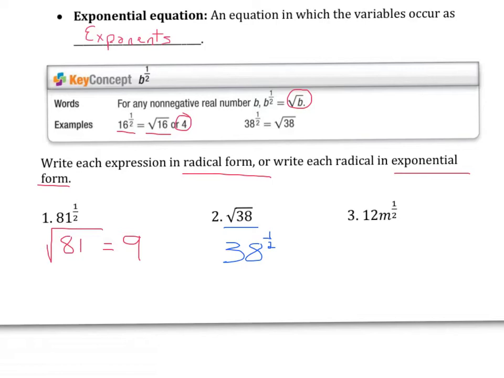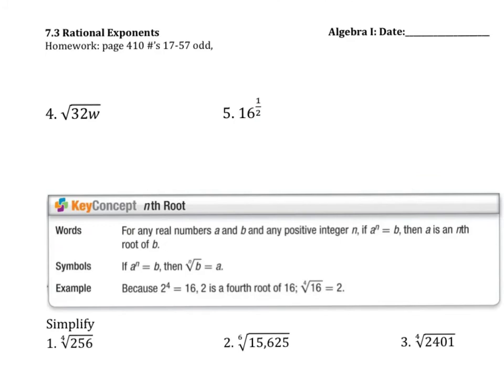Now for our next one, it's a little different because we have a 12 and an m. But remember, since we don't have parentheses here, the 1/2 power is only going to stay with the m. So when we rewrite this, it's going to be 12 times the square root of m. And that's going to be our final answer. So I'm going to let you guys try and knock out numbers 4 and 5, and we'll scroll on to our next key concept when you get back.